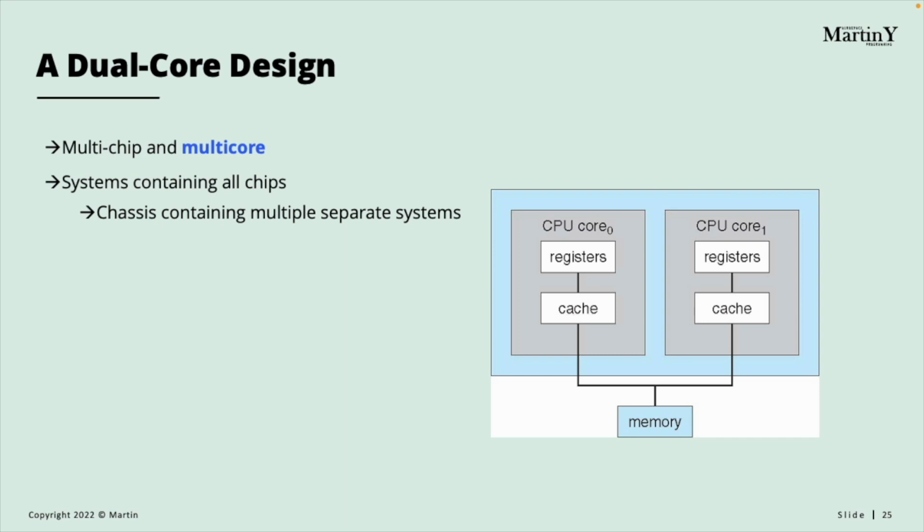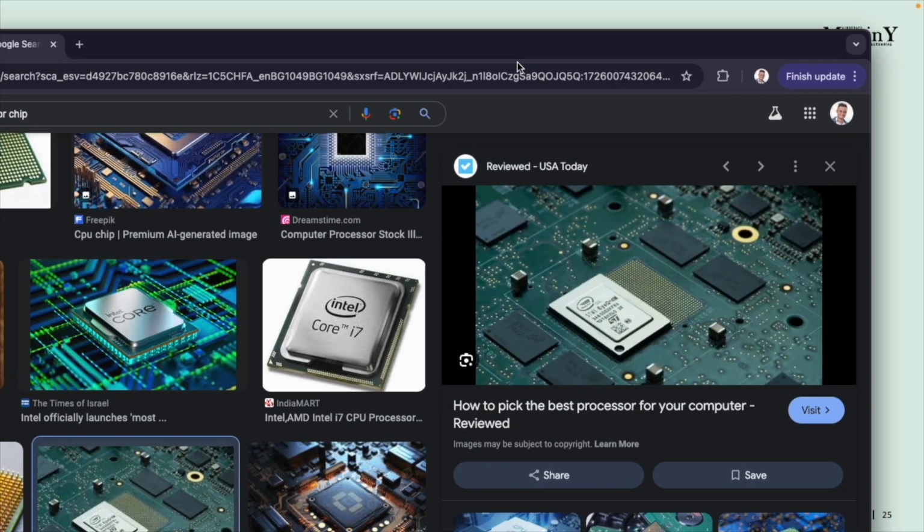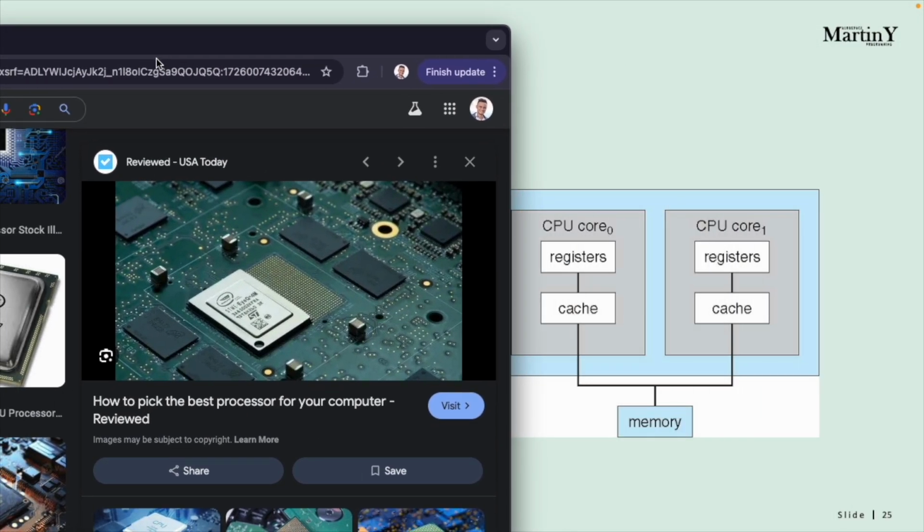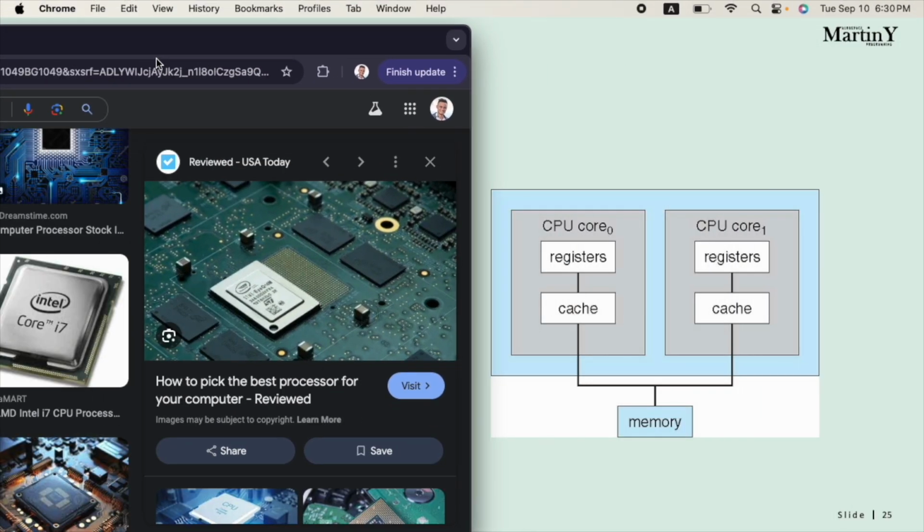Okay, so it's actually nothing too interesting. This is exactly how it's going to look if you open a device.